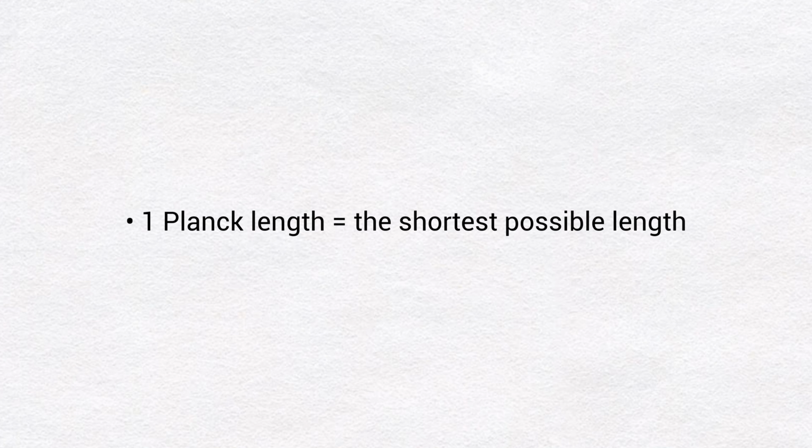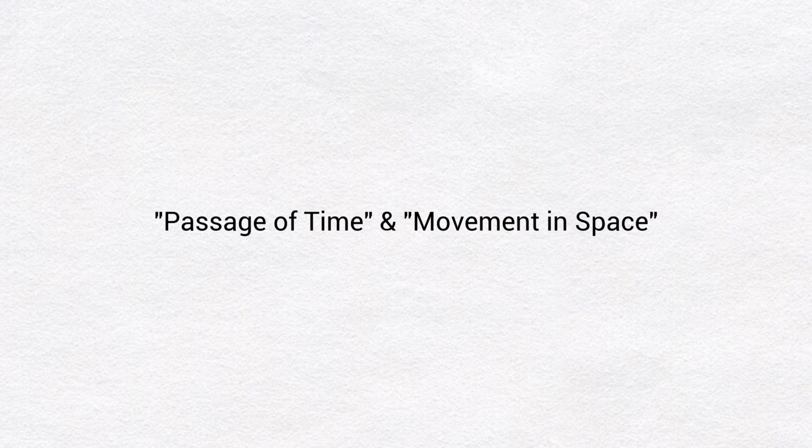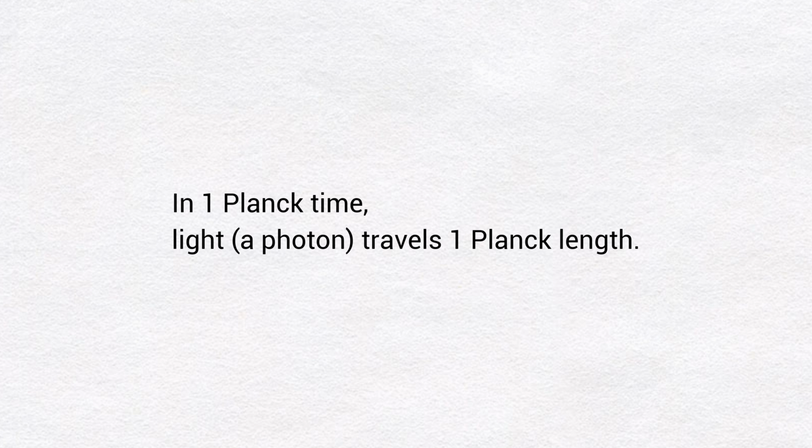1 Planck length is the shortest possible length. 1 Planck time is the smallest possible time interval. These units can be seen in the following way. The passage of time and the movement in space are not continuous, but discrete. Discrete means individually separate and distinct, such as a broken line. In 1 Planck time, light travels 1 Planck length, or a photon travels 1 Planck length.